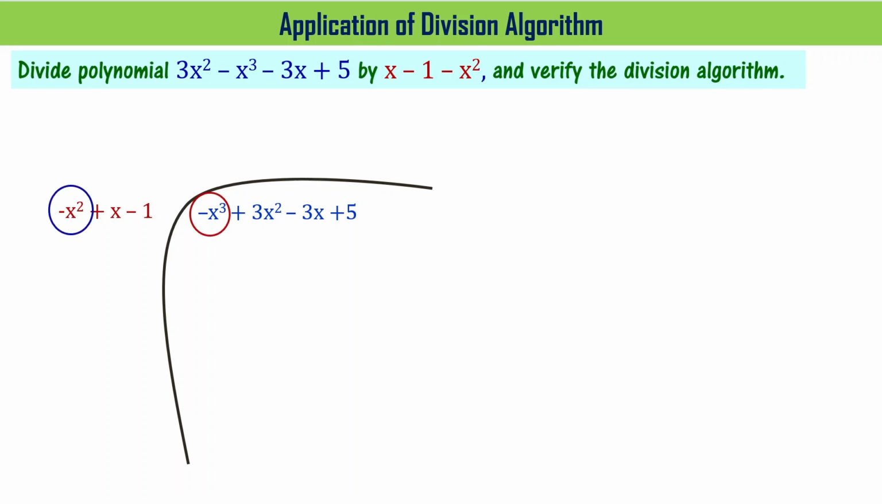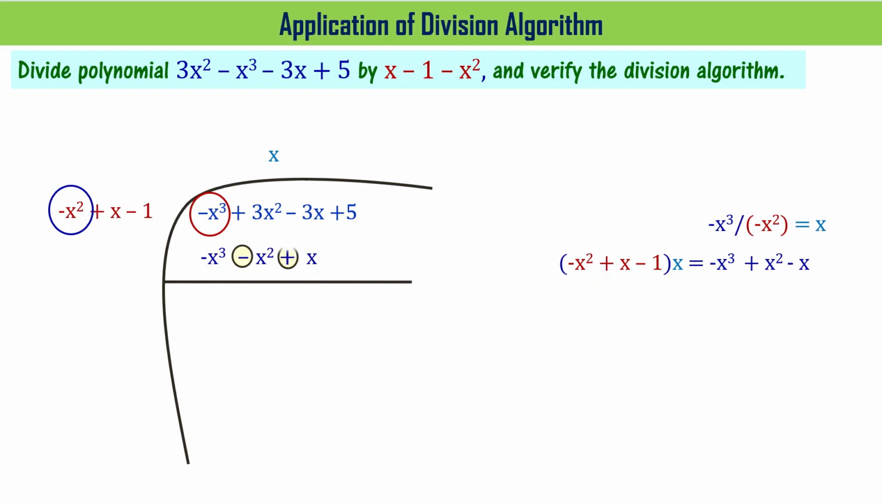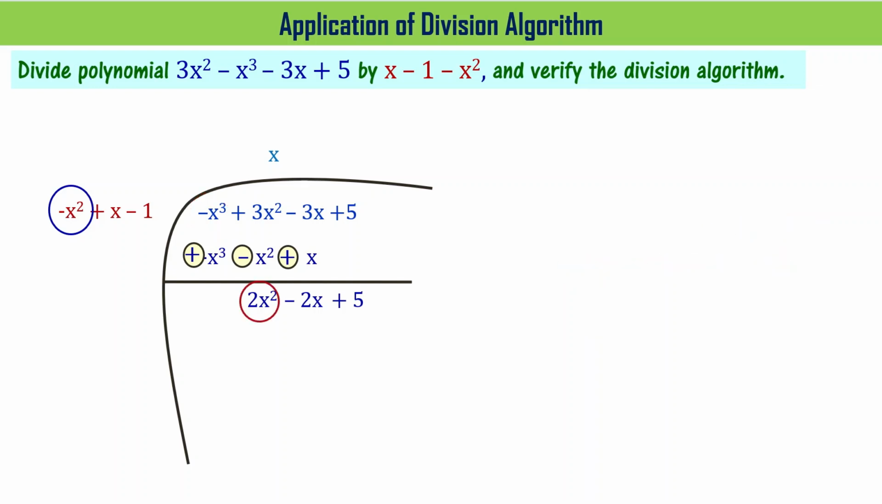We have to divide minus x cube with minus x square. When you do that, you get x as the answer. That has to be part of quotient. And now multiply divisor with x and subtract that from the dividend. When you do that, you get 2x square minus 2x as the answer. Now bring plus 5 down. Now we have to divide 2x square with minus x square. Then you get minus 2 as the answer.